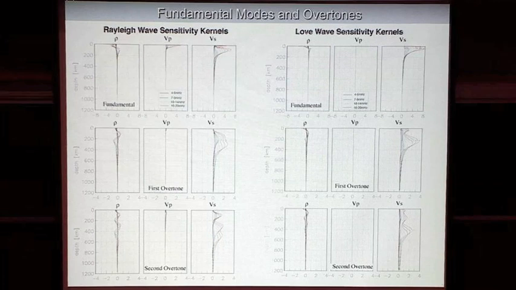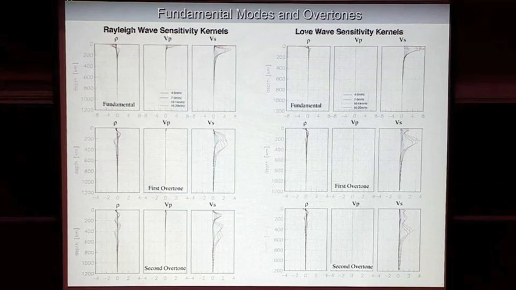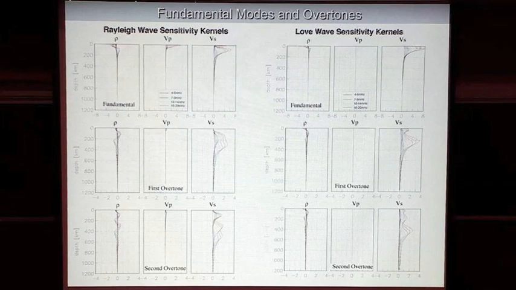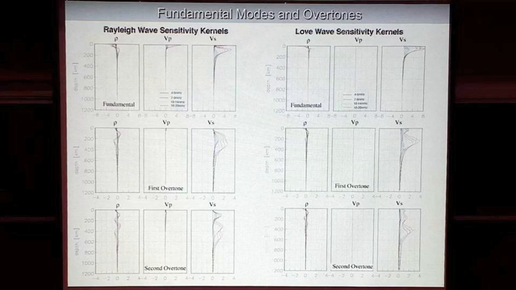So we have the fundamental mode Rayleigh waves here on the top, for density and Vp and Vs, and then also the Love waves here. Of course, from the beginning of the talk, it should be obvious that Love waves are only sensitive to shear velocity, but not to Vp, not compressional velocity. But there's also some small sensitivity to density as well, in the upper 100 kilometers or so.